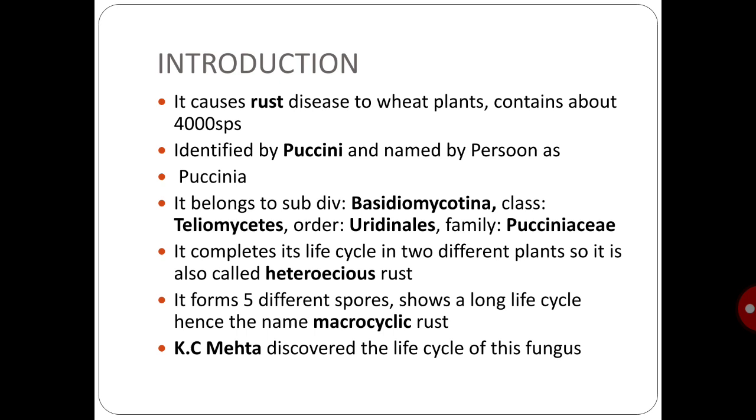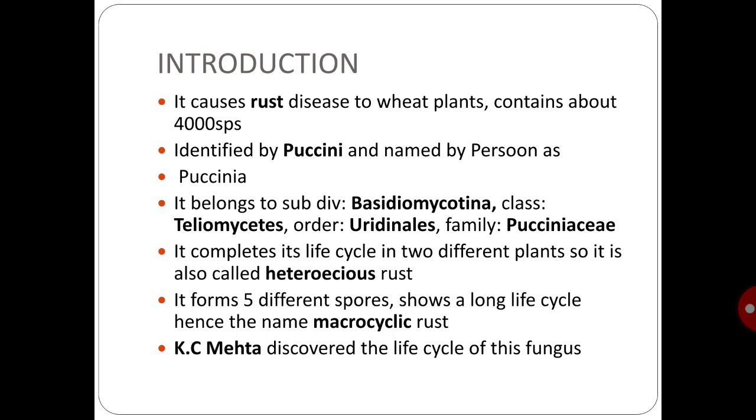As it completes its life cycle on two different host plants, it is also known as heteroecious rust. The first host plant is wheat, that is also called primary host, and the second plant is Berberis vulgaris, it is the secondary host. In its life cycle, Puccinia forms 5 different spores, hence the life cycle is very long. So it is called macrocyclic life cycle, and the disease is called macrocyclic rust.